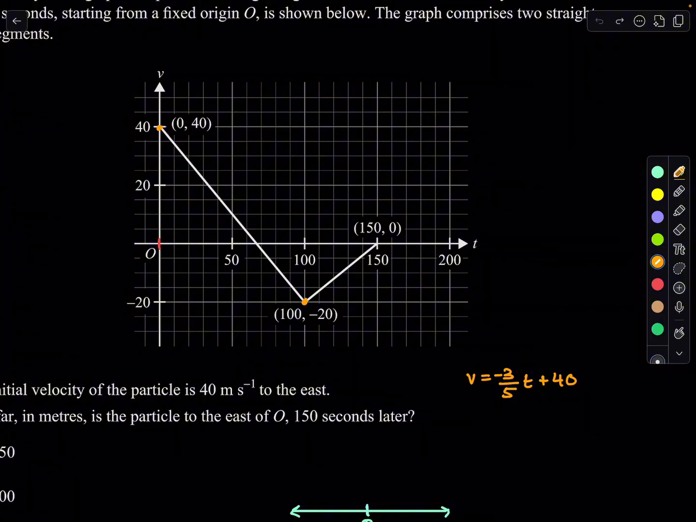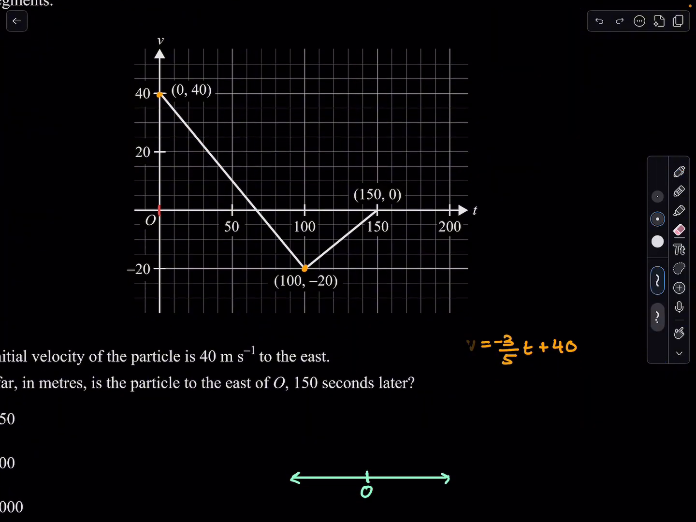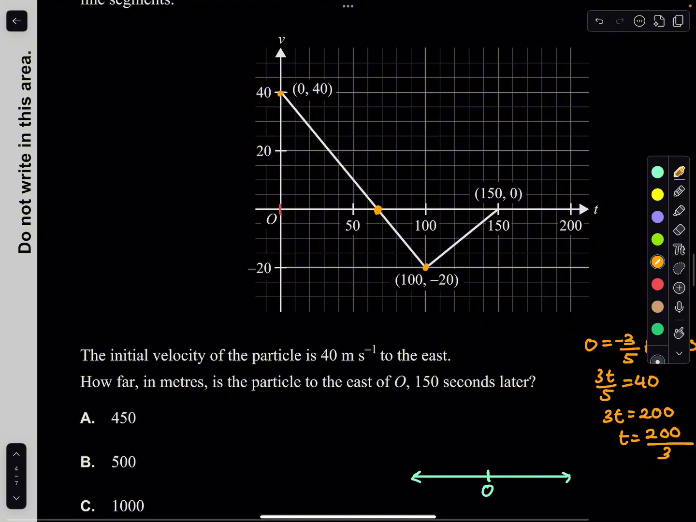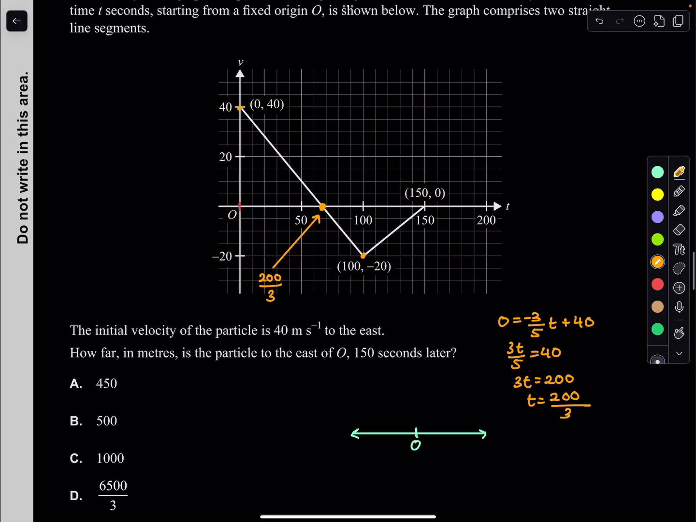And we can find the x value by, of course, letting velocity be 0. Yep. Which gives you basically 3 over 5 t equals 40, which is 3t equals 200, t equals 200 over 3. Okay, so this x value over here, let's draw it here, is 200 over 3. Let's make sure we know that.